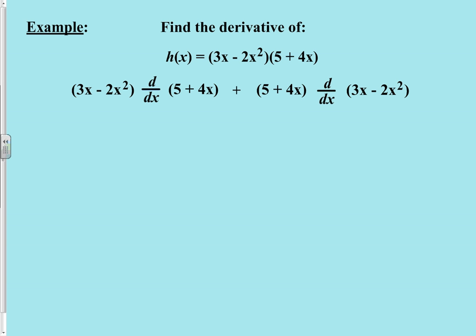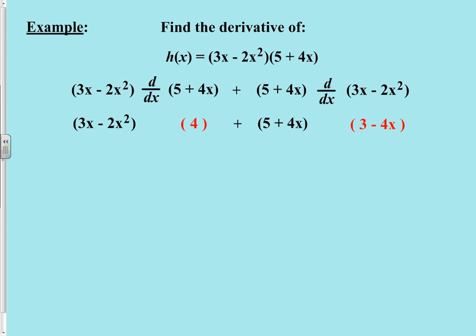So what I've done here is I have taken the first function, 3x minus 2x squared, and left it alone. Then we'll perform the derivative of the second function, 5 plus 4x. We'll add that to the second function, 5 plus 4x, multiplied times the derivative of the first function, 3x minus 2x squared. Okay, so focusing on the derivatives for the next step, the derivative of 5 plus 4x is 4, and the derivative of 3x minus 2x squared is 3 minus 4x.